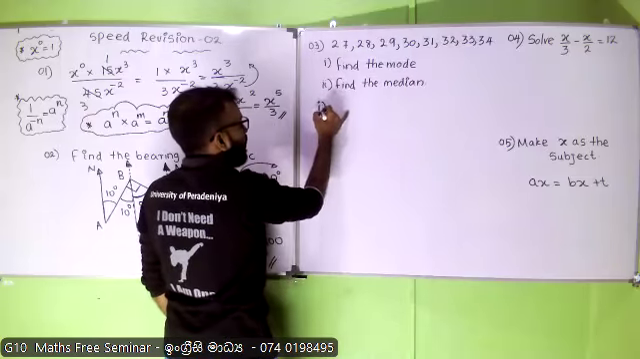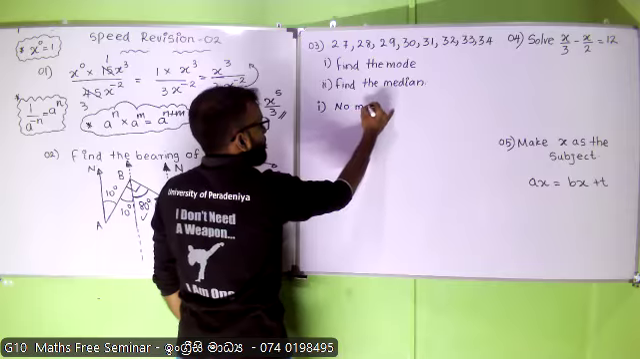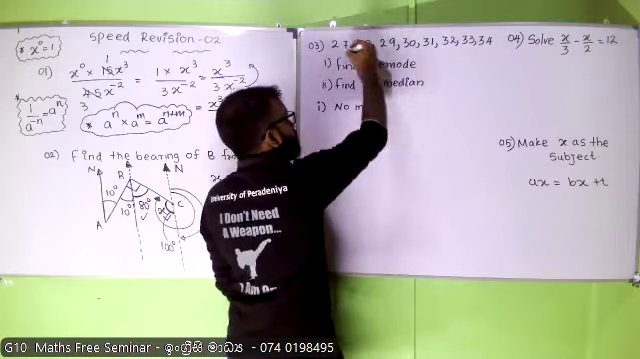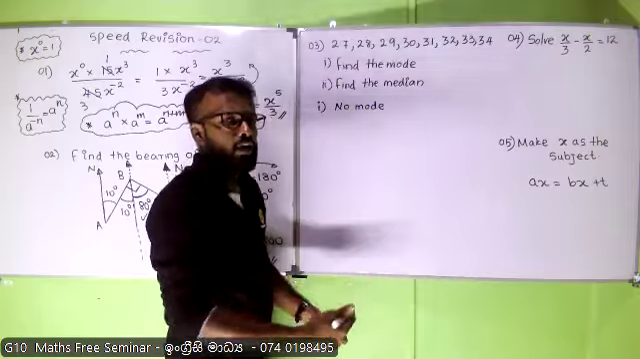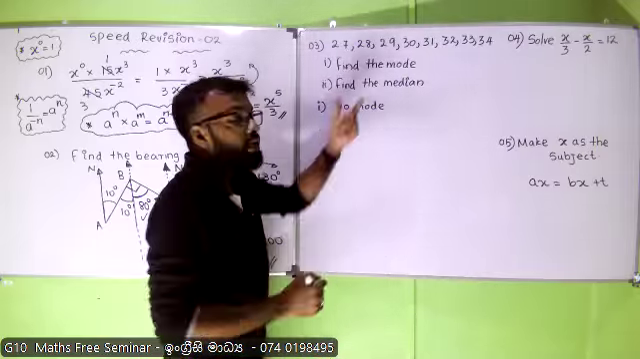Because no number has been repeated for more than 2 times. No number has been repeated. Right? And find the median.